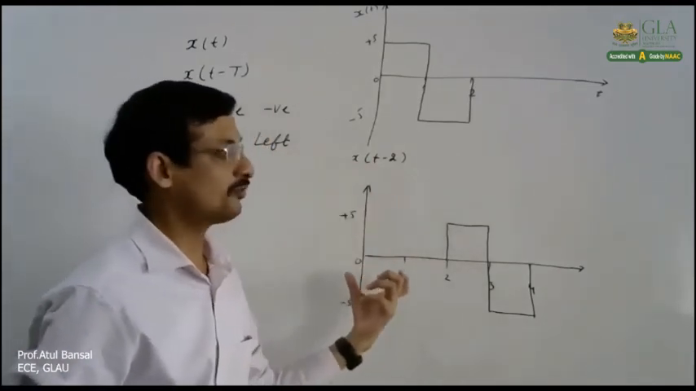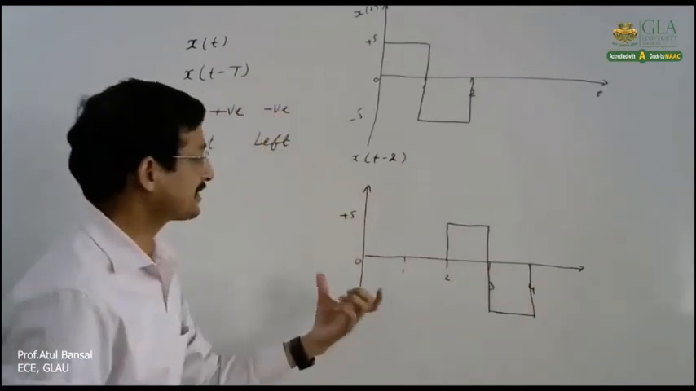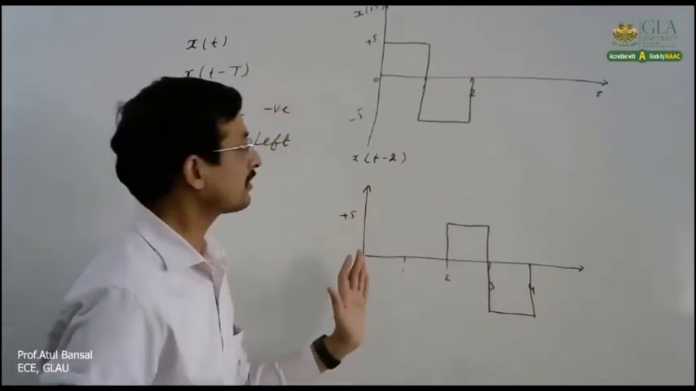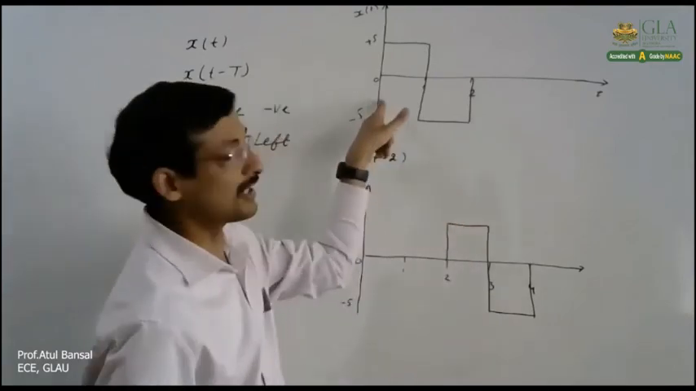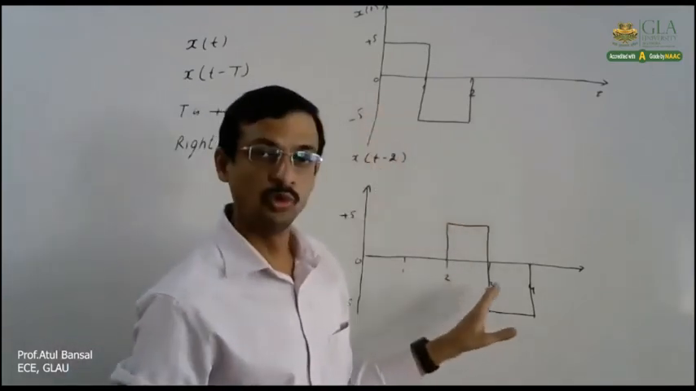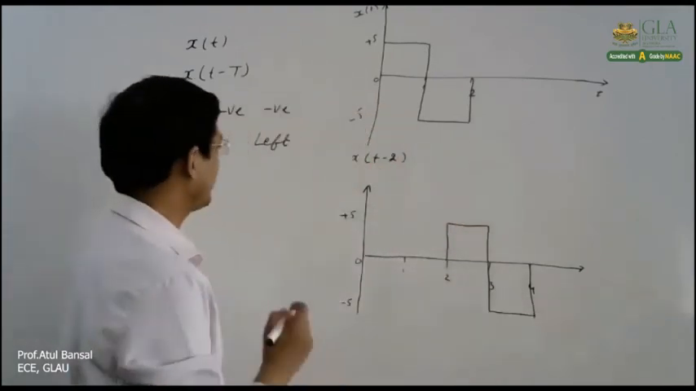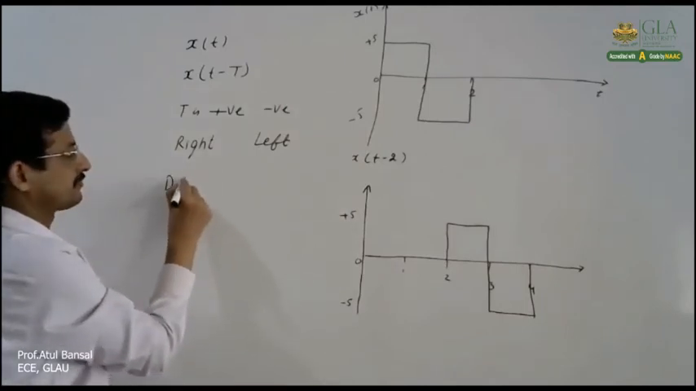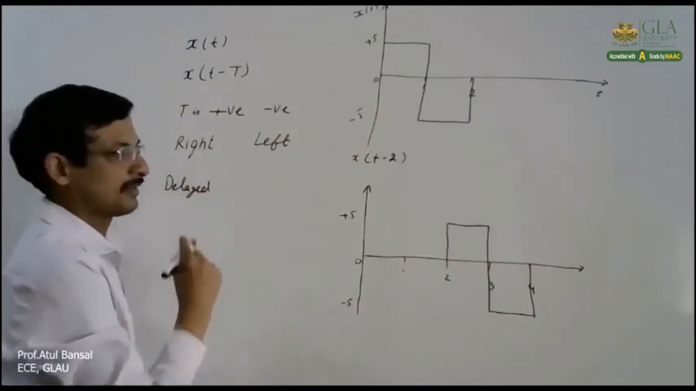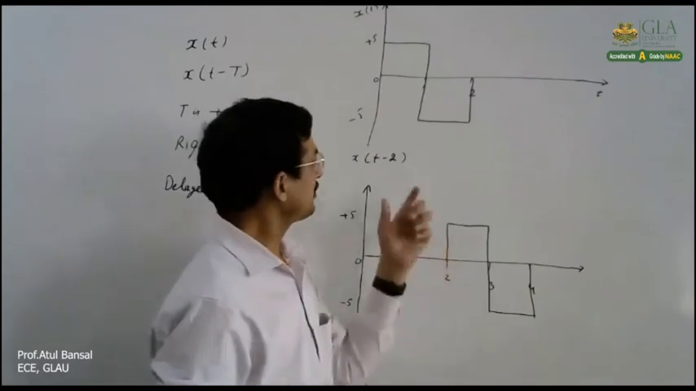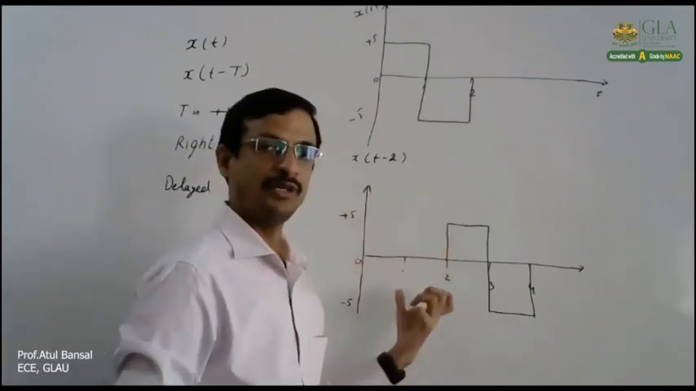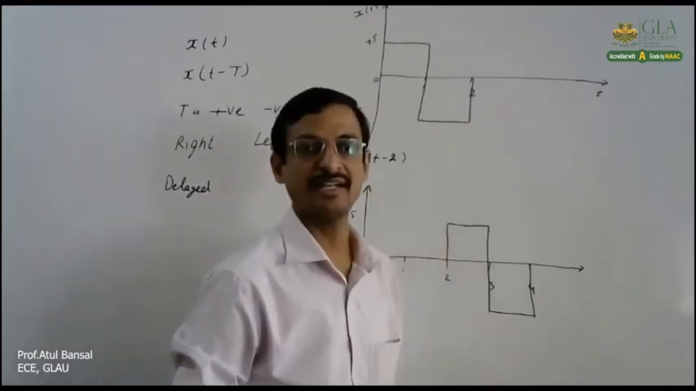So it gets shifted towards the right hand side. At the same time, as this signal is coming after some time, earlier it started at 0, now it is coming at 2, so we say it gets delayed. So whatever is the capital T, by that many units it will get shifted towards the right hand side.